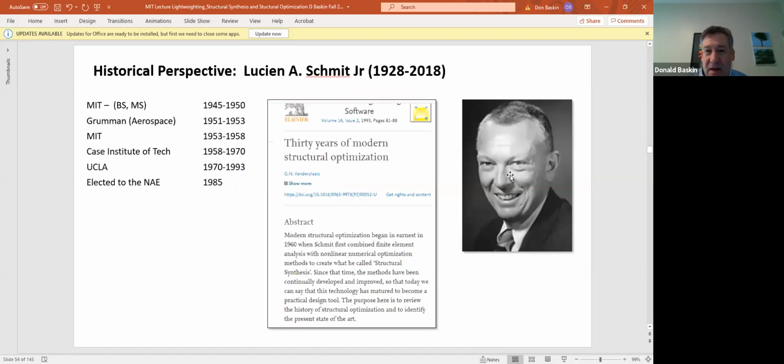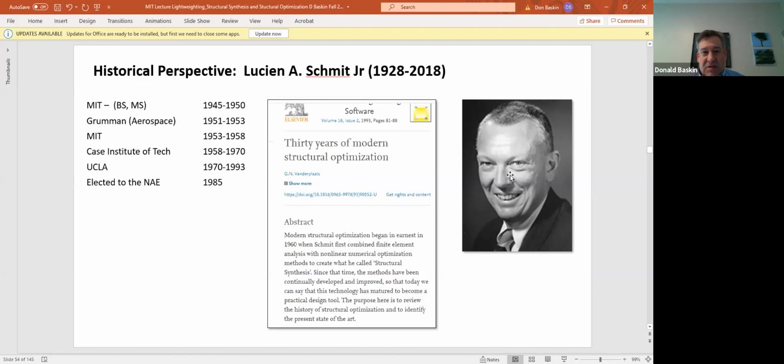Okay, next, let's start here. So I want to introduce you to Lucian Schmit. Lucian Schmit, I think, is considered the father of structural optimization. He may have called it structural synthesis in some cases, but he really is the father of structural optimization. He was a student at your fine institute back in the 40s. He got a BS and an MS, I think, in aerospace engineering. He worked at Grumman Aerospace for a couple years, and then he went back to MIT to be a professor.